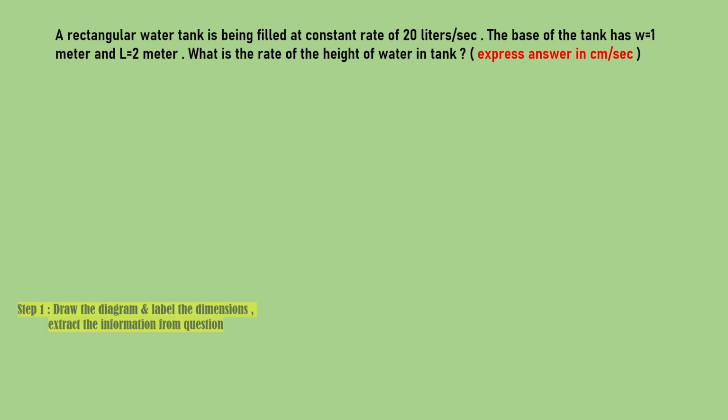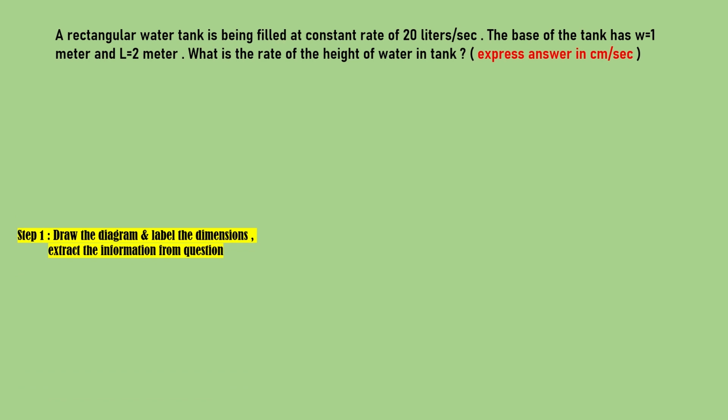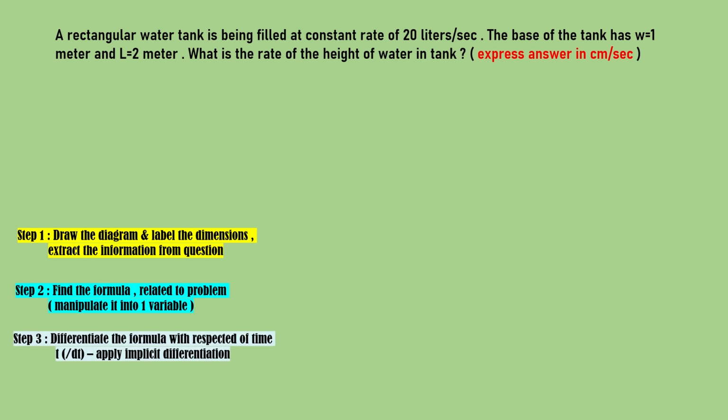The first step is to draw the diagram and label the dimensions. Extract the information from the question. The second step is to find the formula related to the problem and manipulate it into one variable. The third step is to differentiate the formula with respect to time, dt. Apply implicit differentiation. The last step is to solve the formula.